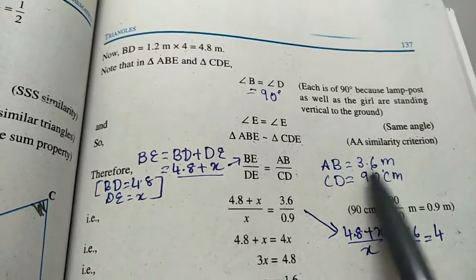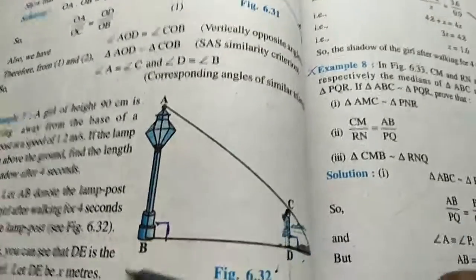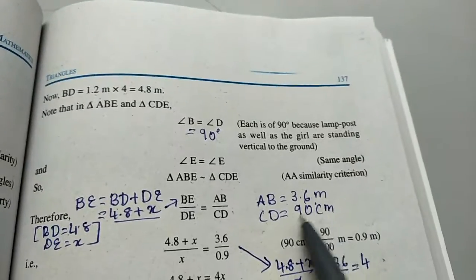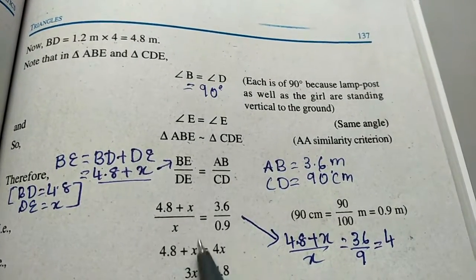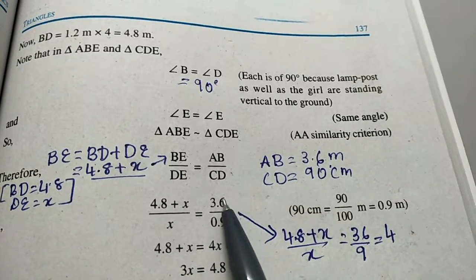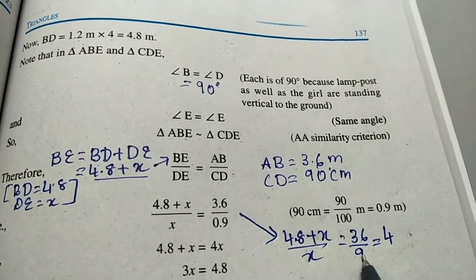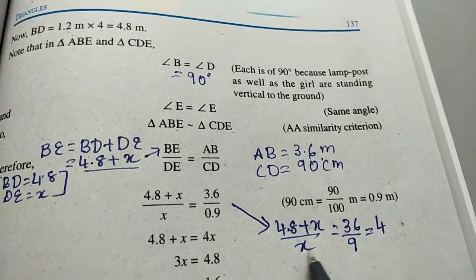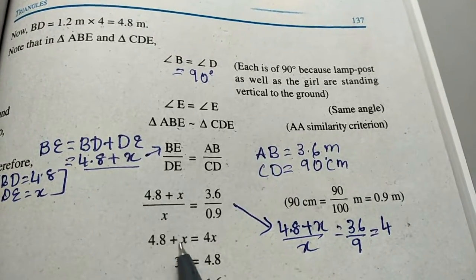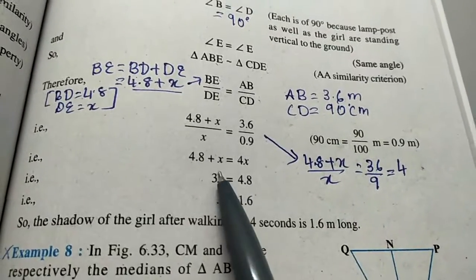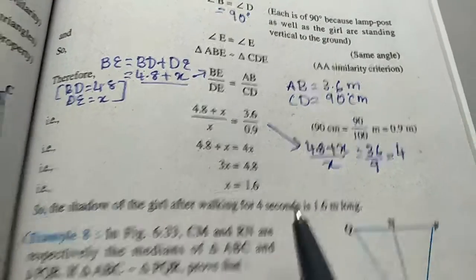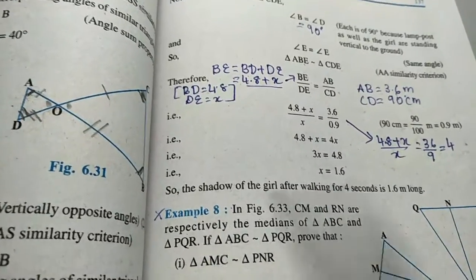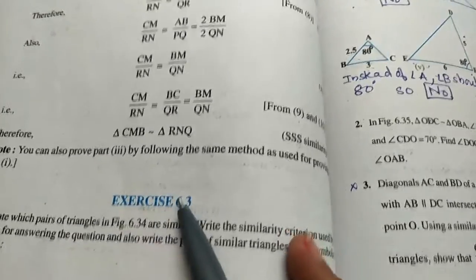Now AB is equal to 3.6 meters and this is 90 centimeters. So we'll convert this 90 centimeters into meters, so 0.9. Then the decimal points get cancelled, so 36 upon 9 you get 4. So cross multiply, you get 4.8 plus x is equal to 4x. Take the x on this side, you will get 3x is equal to 4.8, so x is equal to 1.6. Again, this example is not there in the course. Just turn the page. We go to exercise 6.3.